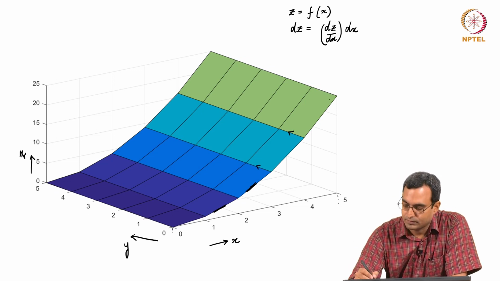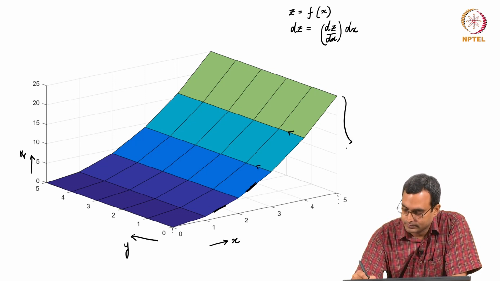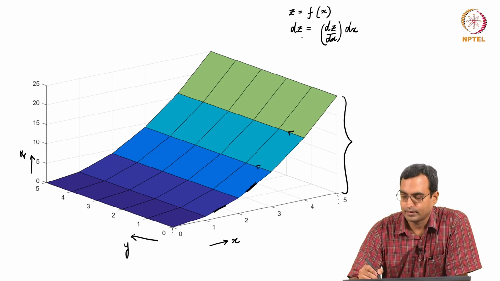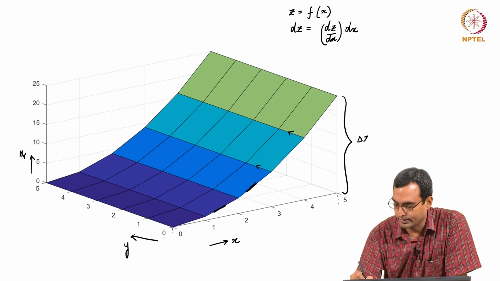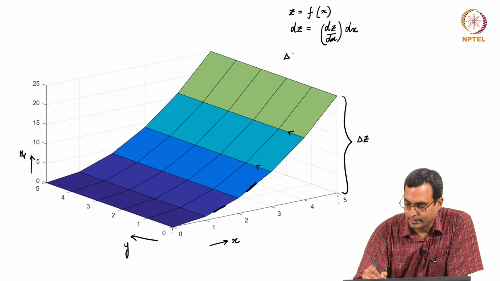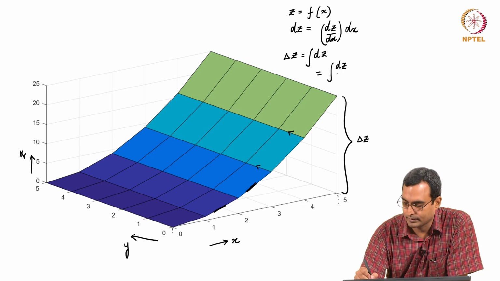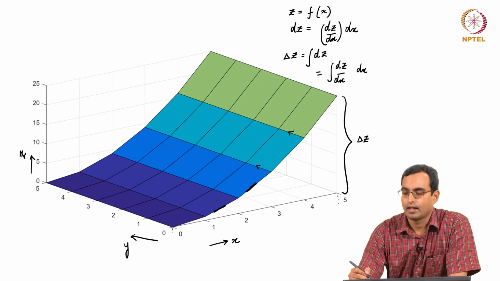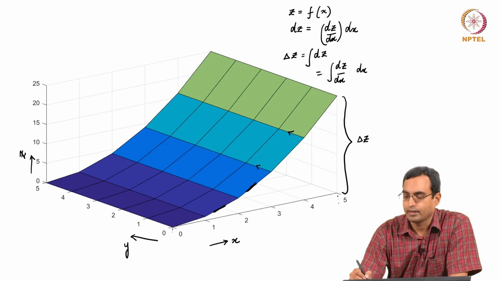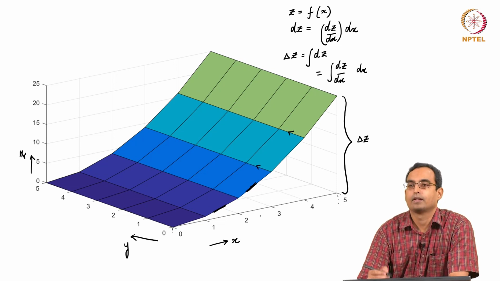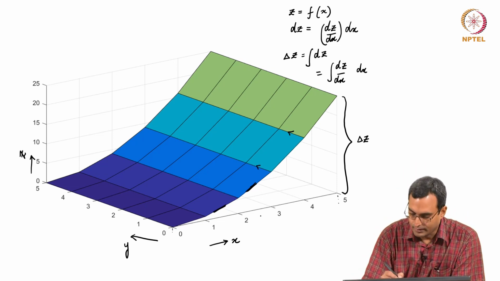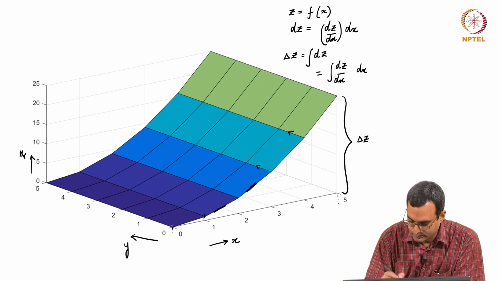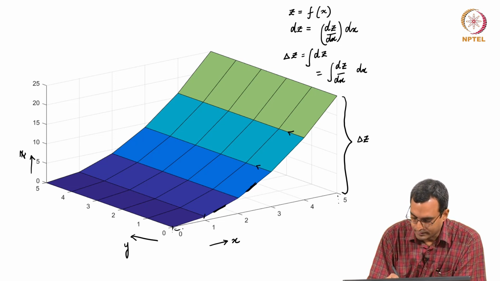So, if I want to know, for example, the height over here, what I would call delta z, I would get delta z by integrating dz, which is the integral of dz by dx times dx. dz by dx is the slope. I integrate the slope and multiply by the distance. What this is equivalent to is finding the slope over here in this first portion and multiplying that by this distance.